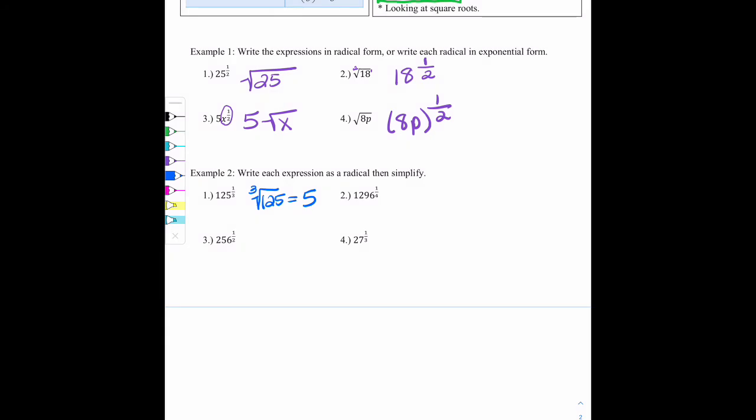Now if we want to use our calculator, remember, we would go to the math key. We would pick option 4, because that's cube root, and we would enter 125, and that's how we're getting an answer of 5. Okay, let's look at number 2. Number 2 says 1,296 to the 1/4 power. That means we're taking the 4th root of 1,296.